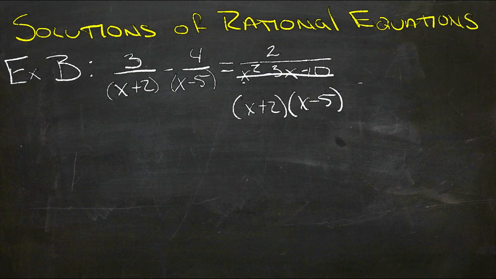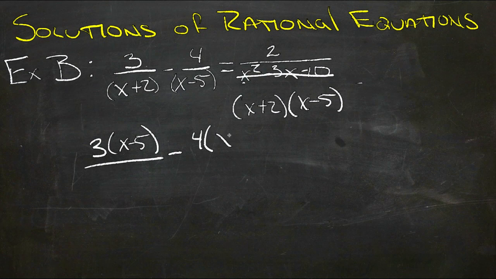So let's make this one by multiplying top and bottom by x minus 5, and we'll get 3 times x minus 5 over our common denominator. And this one is multiplied by x plus 2 top and bottom, so that's going to be 4 times x plus 2 over our common denominator, and that'll be equal to 2 over our common denominator.